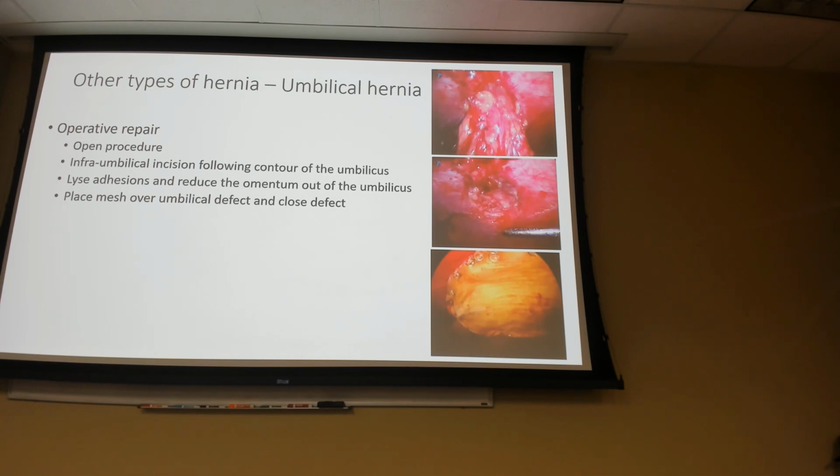All right, so here's our umbilical hernia. For the operative repair, it's typically an open procedure. I feel like I can do this one actually. You just make an incision on the umbilicus, and then you put some mesh over it and close the defect. But these are going to be open procedures. Sometimes if it's small, they can just do a direct suture repair on these.